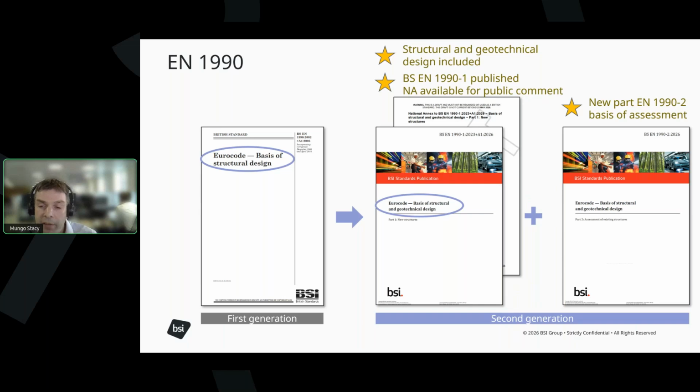Clearly, with second generation Eurocodes, the Eurocode is intended to be used alongside the National Annex. So until that National Annex is available, you really shouldn't be using that second generation Eurocode. So for those who do have that interest, don't start using EN 1990 just yet. You do need to wait until the National Annex gets published, which should be later on this year.